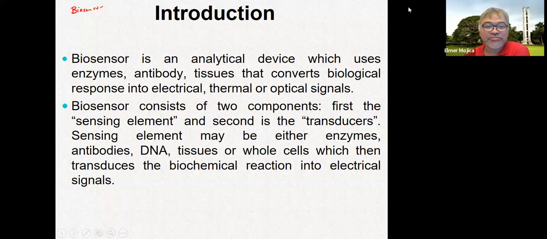So when we're talking about a biosensor, we're looking at an analytical device. And true to the meaning of bio, it contains biological substances. It could be enzymes, antibodies, tissues, that convert a biological response into electrical, thermal, and optical signals.